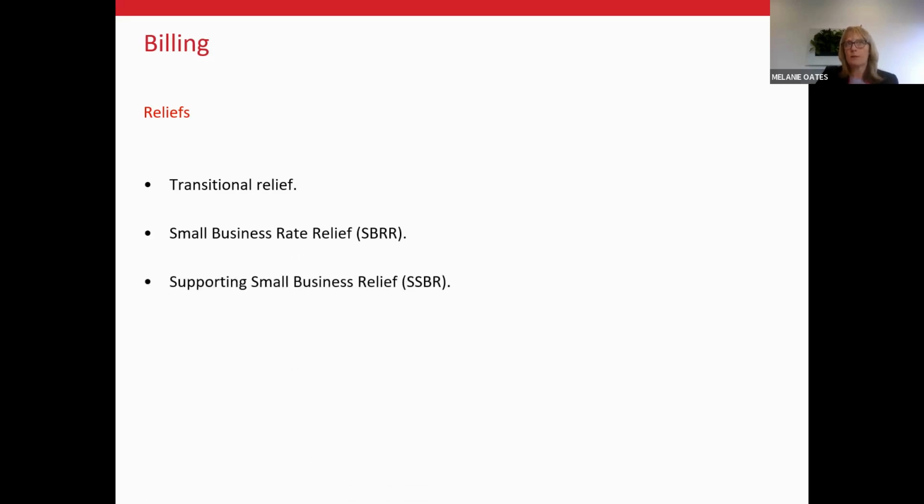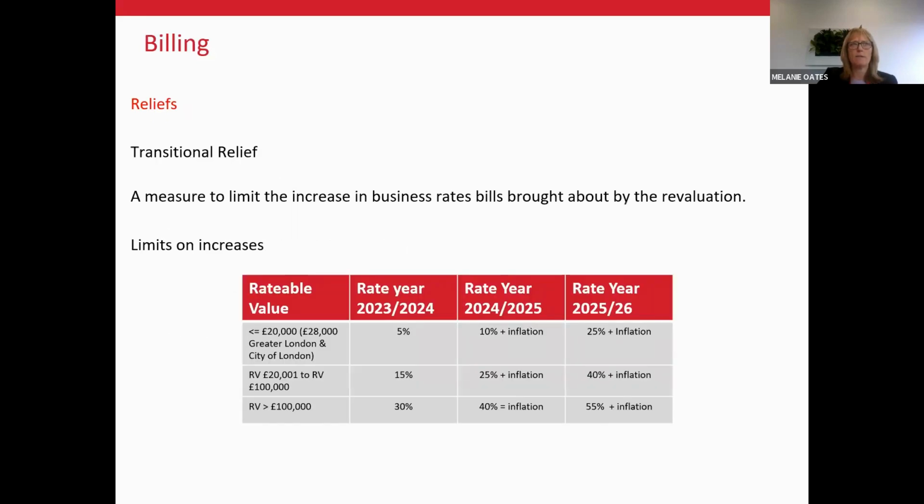Supporting small business relief, SSBR. There's lots of things that sound very similar, but we'll go through each of these. And then retail, hospitality and leisure relief. So I'll just look firstly at transitional relief.